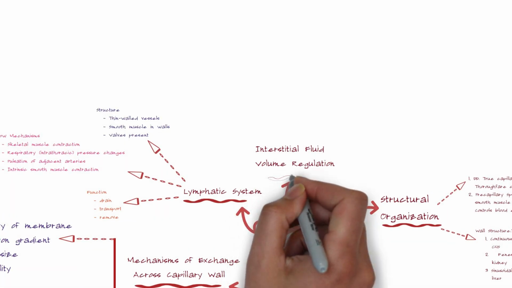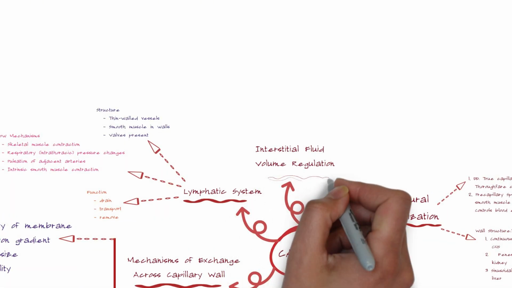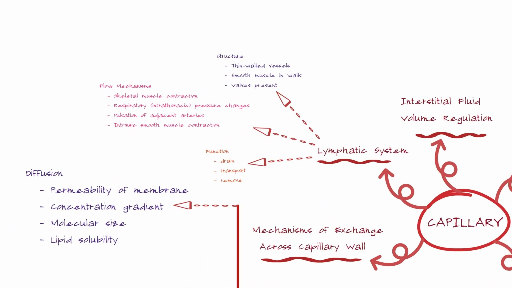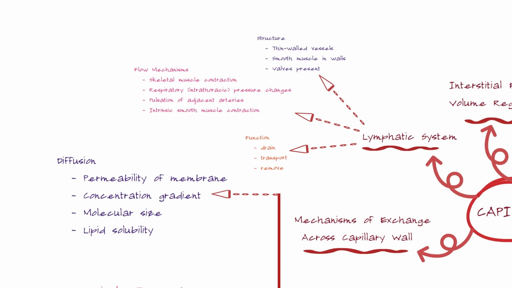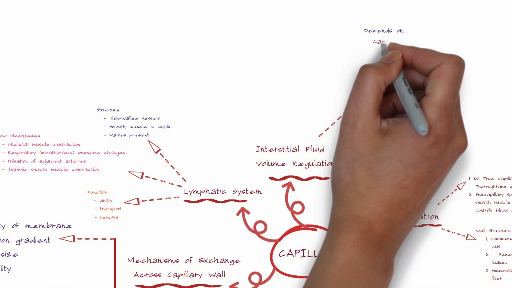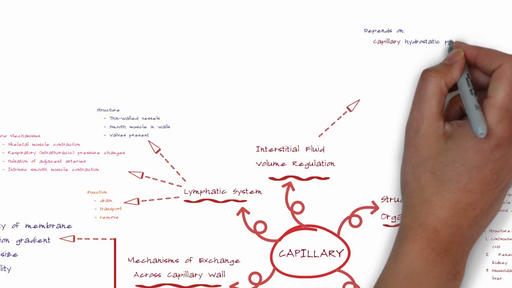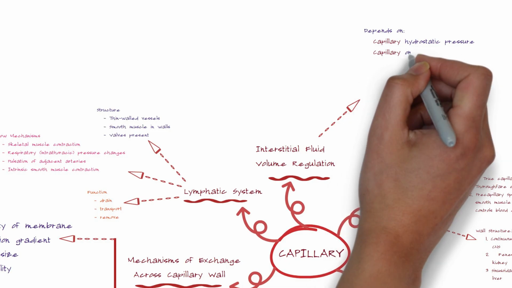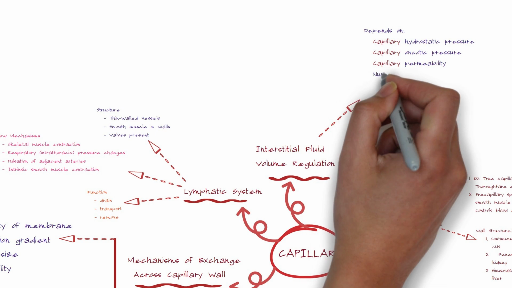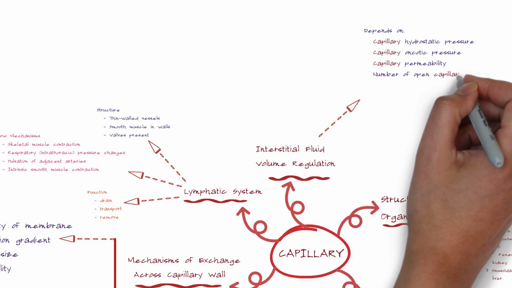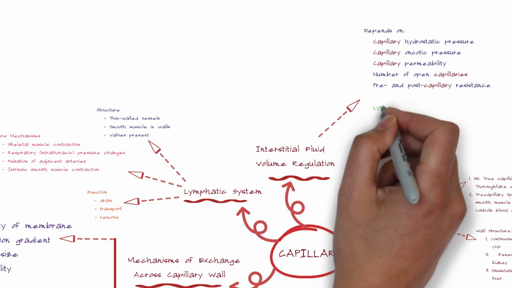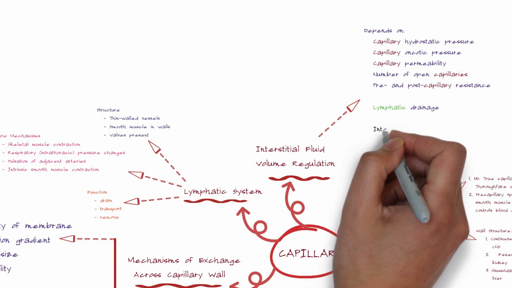Let's talk about the interstitial fluid, which is the fluid that surrounds the body cells. The volume of the interstitial fluid depends on several important factors. First, capillary factors. This includes the capillary hydrostatic pressure, the capillary oncotic pressure, the capillary permeability, the number of open capillaries, and the diameter, or the resistance, of the pre and post capillary vessels. Also, there are factors related to the lymphatic system and factors related to the interstitial fluid pressure.